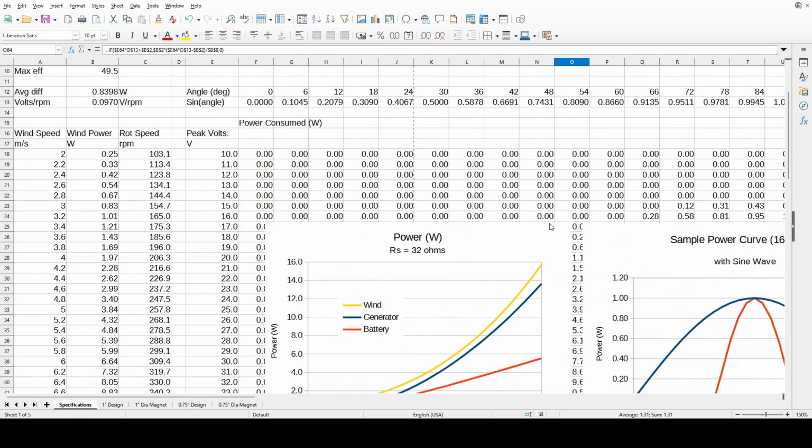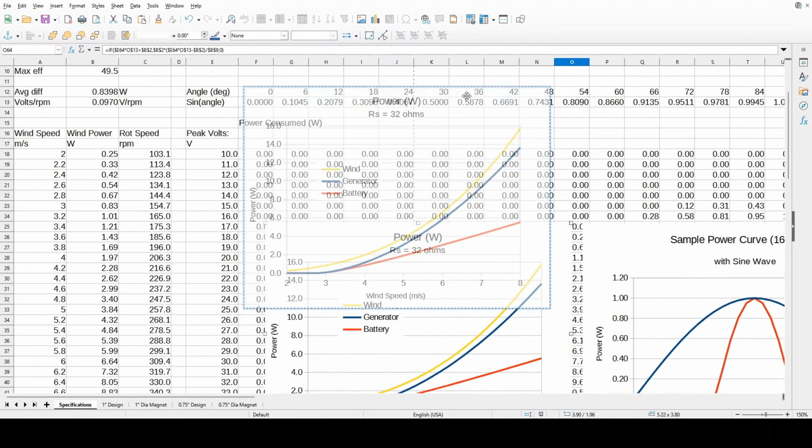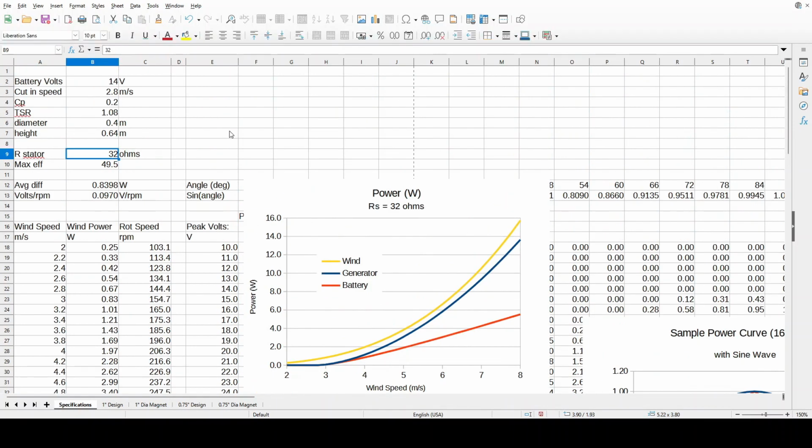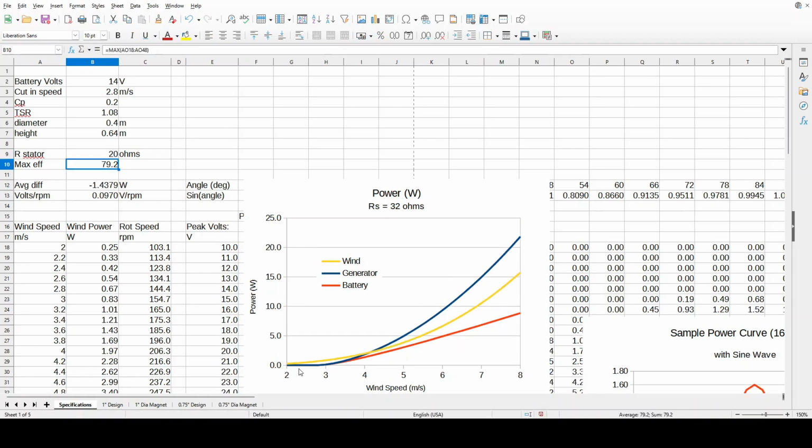Now, I can play with the stator resistance in this case. That's the thing we wanted to find out here. If I make a stator resistance that's relatively low, say 20 ohms, we can make a generator that overpowers the turbine. And what ends up happening in this case is the wind speed will increase, the turbine will increase, and then it hits a wall where current's being delivered to the battery.